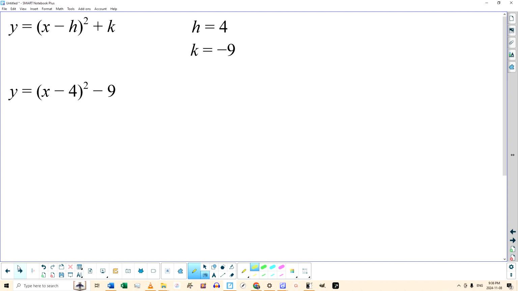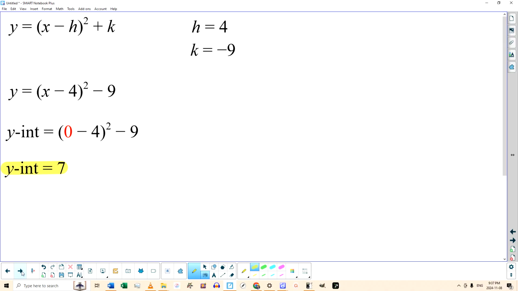Now, what was the question? The question was, what's the y-intercept? Well, a y-intercept is found by replacing x with 0. Because a y-intercept is a point on the y-axis, the x-coordinate of every point on the y-axis is 0, so we're just changing the x to 0. And then what do we have? We have 0 minus 4, which is negative 4. When you square negative 4, you get 16. 16 minus 9 will give you 7. So this is the answer to the question.